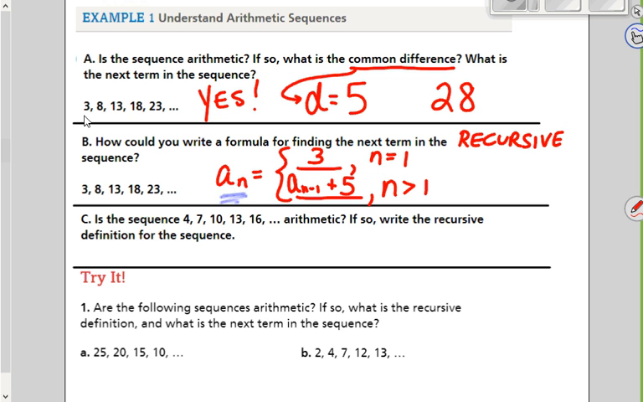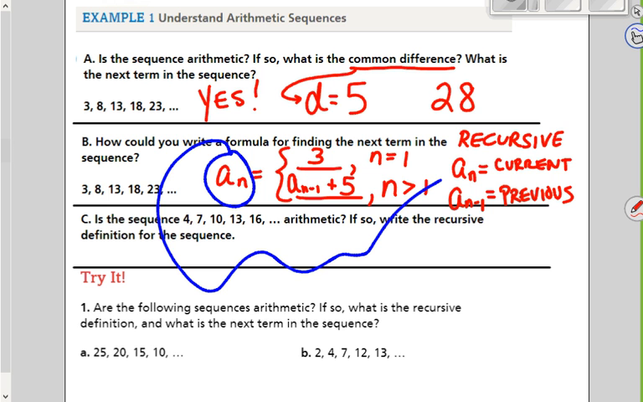So let me define some symbols over here. A sub n is like the current term, or the one that you're looking for. A sub n minus 1 is the term right before that. And the word we use is previous. It's the previous term. So that's what these two symbols mean. A sub n is the current term. A sub n minus 1 is the previous term.